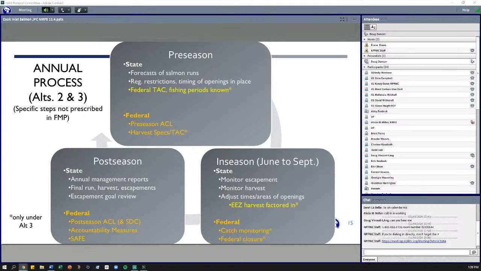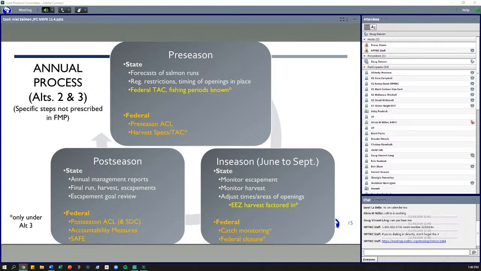Under alternative 3, again, we have the addition of this pre-season harvest limit for federal waters, the total allowable catch. Under alternative 3, that would be set pre-season. And then obviously the coordination to ensure that the respective state waters fishing periods and federal waters fishing periods were not occurring or scheduled to occur at the same time.